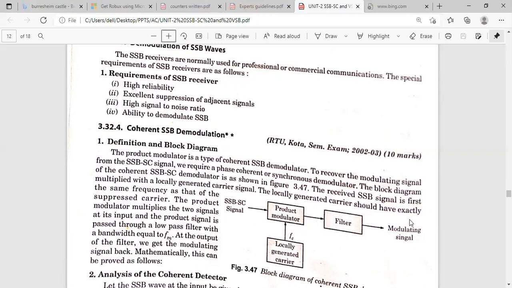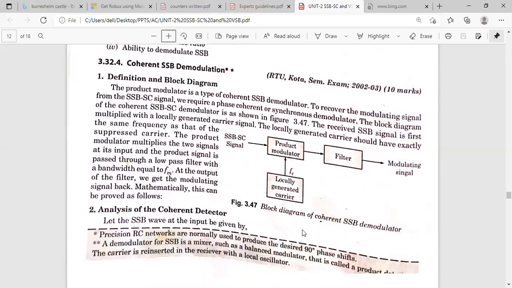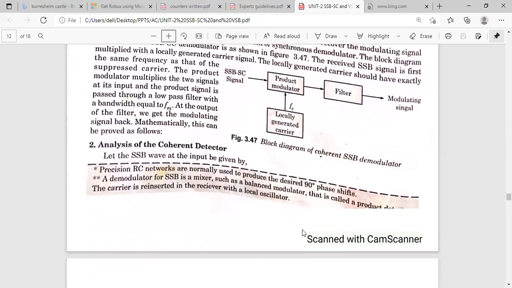So finally you will get the original information. Okay, so these are the blocks included in the coherent SSB demodulation. So here is the analysis.